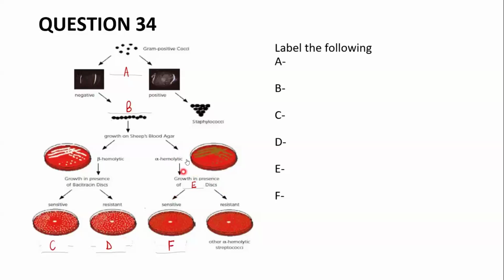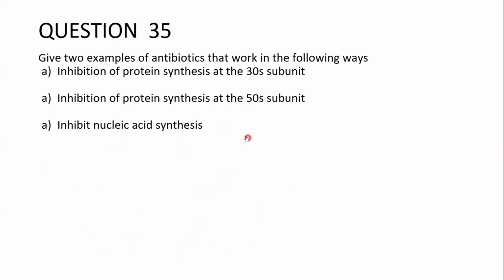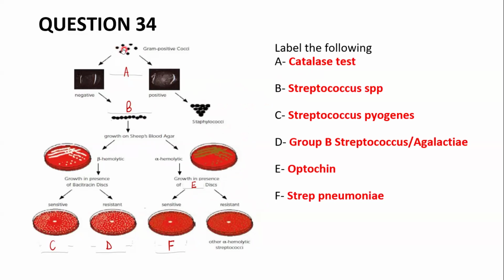Now here is alpha hemolytic. For alpha hemolytic, we use optochin. So the answer is optochin. Then here we have the other alpha hemolytic, the resistant one, which is viridans. And here we have Strep pneumoniae, which is F. Then you can add the other one, where there is no hemolysis. The no hemolysis is where we have Enterococcus. You remember them? Enterococcus faecalis, Enterococcus faecium. So here they are. Catalase, Streptococcus species, Streptococcus pyogenes. You can write Streptococcus pyogenes.